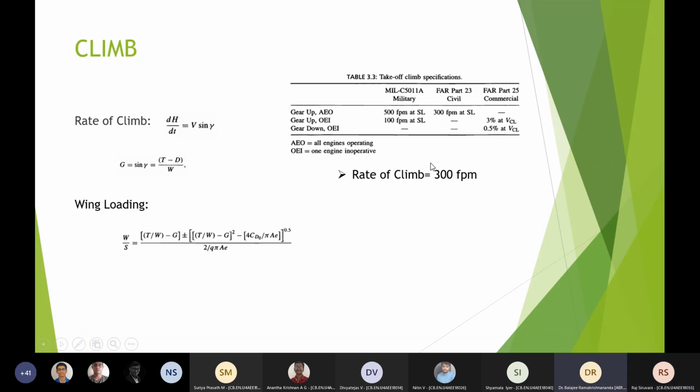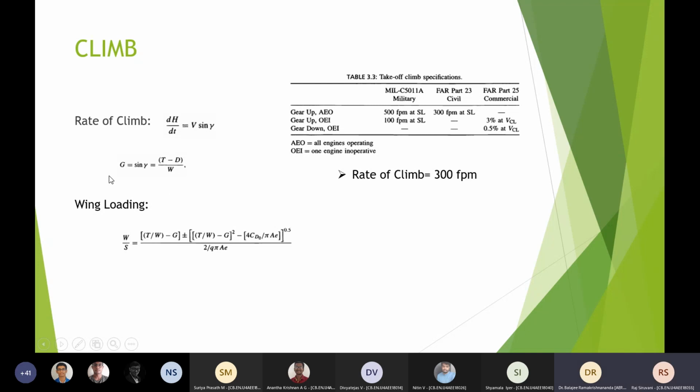3% at V climb. How do you know V climb? You assume the V stall from the comparison aircraft, the reference aircraft, then multiply with 1.2, and you will get V climb. 1.1 or 1.2? You can refer to your earlier work, 1.2 you did. You can get this idea from flight mechanics literature. It should be 1.2 or 1.1. Okay, yes, sir.